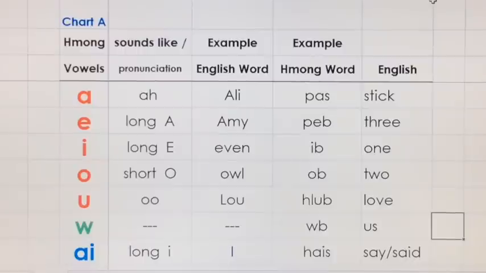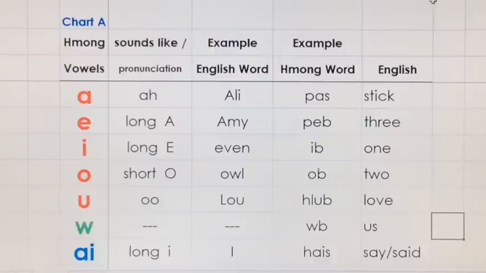This is chart A, the vowel chart, starting with the single letter vowels followed by the double letter vowels. As you can see, the first 5 are A, E, I, O, U, exactly like the English vowels, except they're pronounced differently. For example, A is pronounced ah, like in the word Ali or the Hmong word ba. The column on the far right is just the English translation of the Hmong word, in case you forget what the Hmong word is. And this helped me a lot in the beginning until I got used to how each vowel sounds.